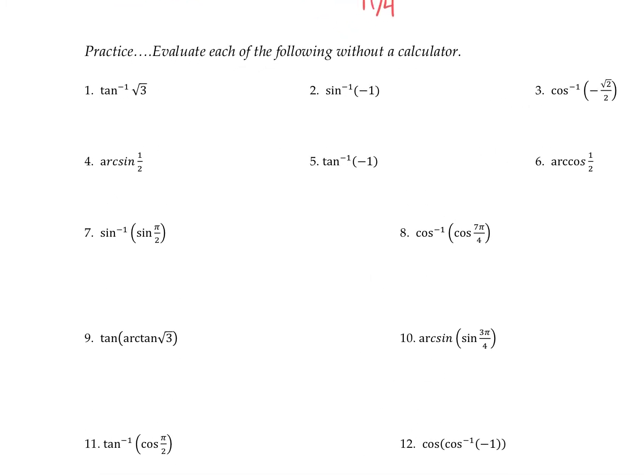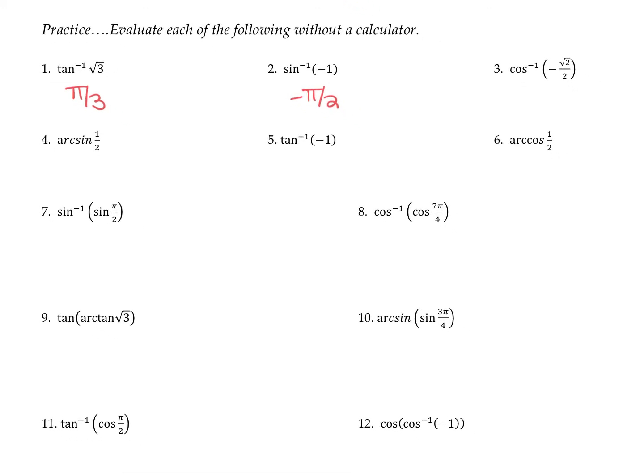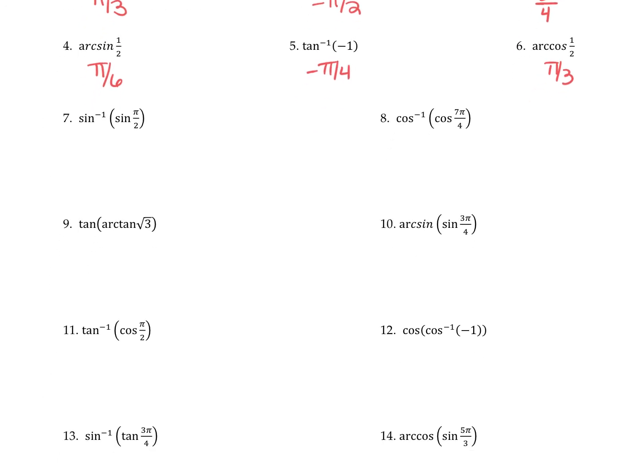All right, so tangent inverse is root 3 at pi over 3. Sine inverse is negative 1 at negative pi over 2. Cosine inverse is negative root 2 over 2 at 3 pi over 4. Arc sine, again inverse sine, is 1/2 at pi over 6. Tangent is negative 1 at negative pi over 4. Arc cosine is 1/2 at pi over 3. And then we have this section of compositions.